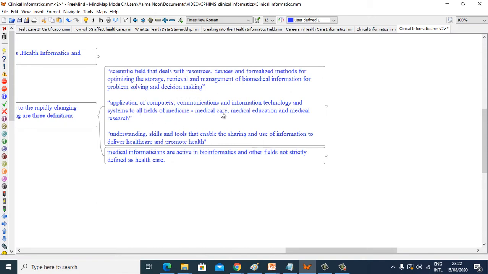Second, the application of computers, communication, and information technology systems to all fields of medicine, medical care, medical education, and medical research. Third, understanding skills and tools that enable the sharing and use of information to deliver healthcare and promote health.